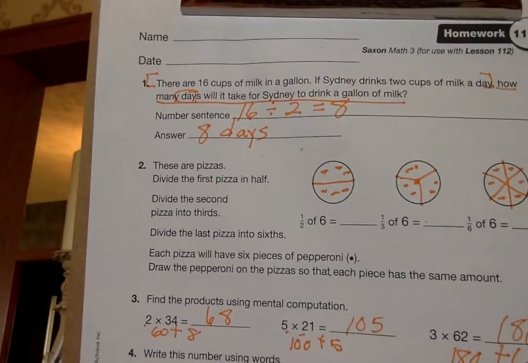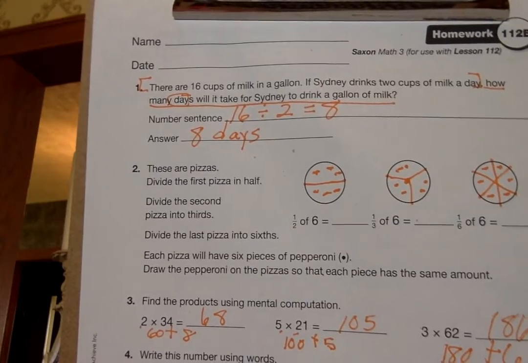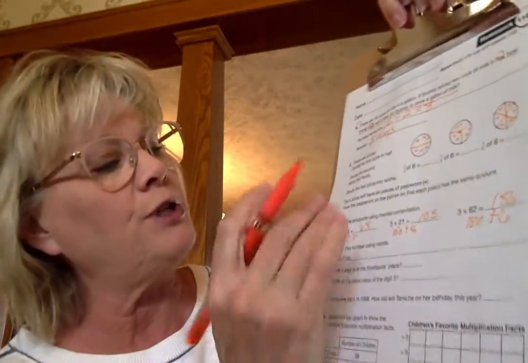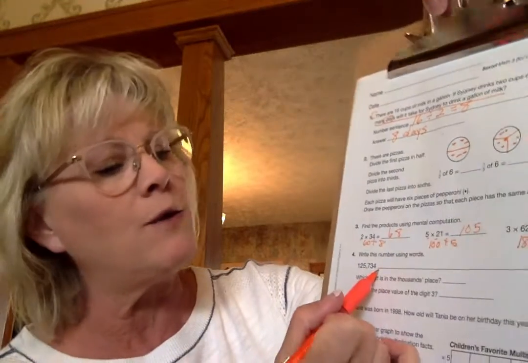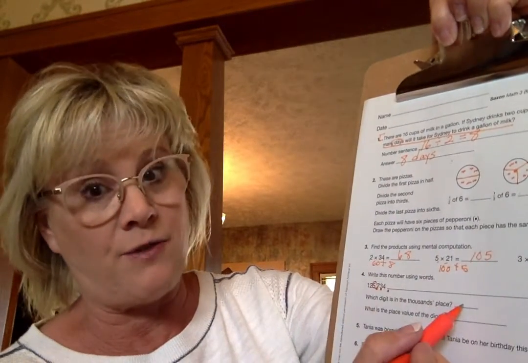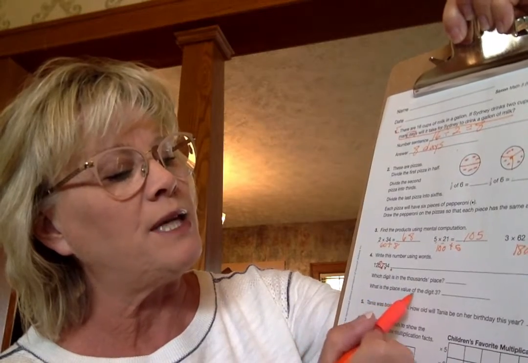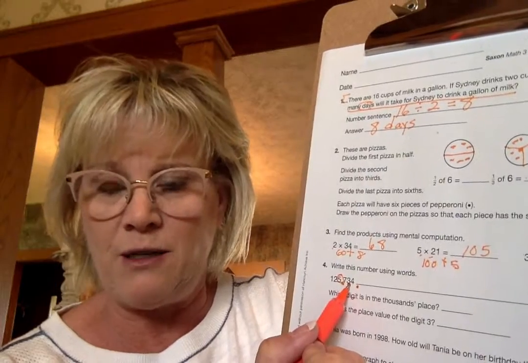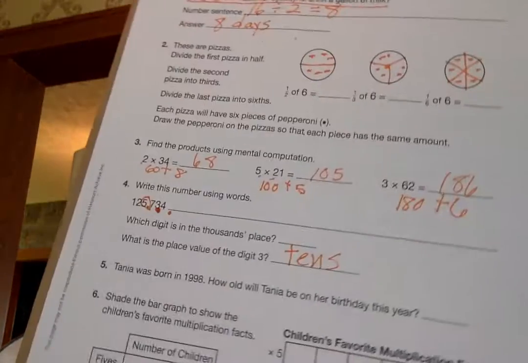Number 4, write the number using words. Do not forget the hyphens. And the next one says, what digit is in the thousandths place? Well, if we look at this number, 4 is in the ones, 3 is in the tens, 7 is in the hundreds, and 5 is in the thousandths place. What is the place value of the digit 3? Do you remember what place value the 3s are in? Correct. Tens.